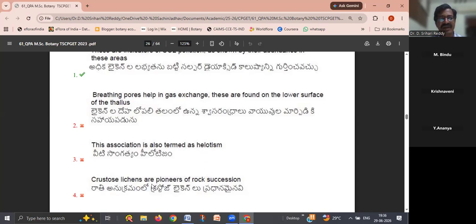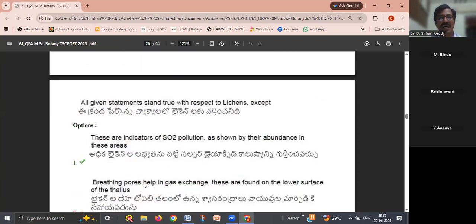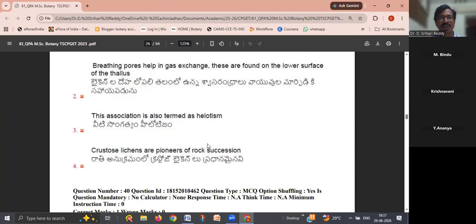This is the right statement. Next, the fourth one: crustose lichens are pioneers of rock succession. We already discussed this in xerarch succession or lithosere. We see the rock succession. Rock is degraded due to the growth of the lichens. So the succession starts with the crustose lichens. So they are called pioneers of rock. This is the right statement. So we have to choose the wrong statement. That is, lichens are indicators of soil SO2 pollution. That is the wrong statement. They are not indicators of SO2 pollution.